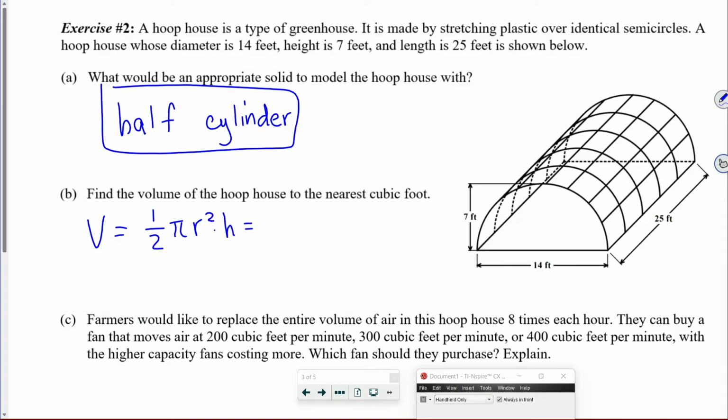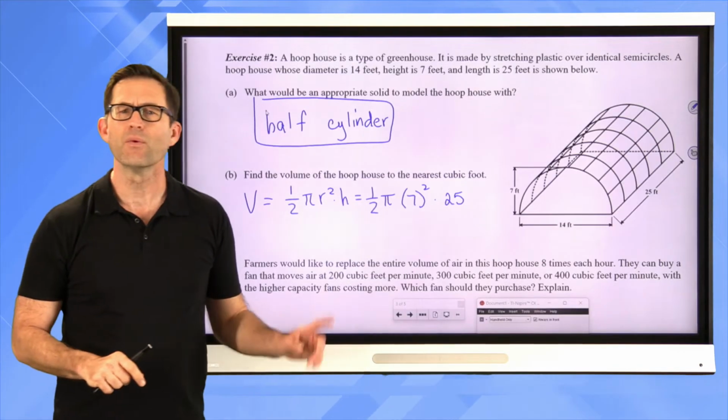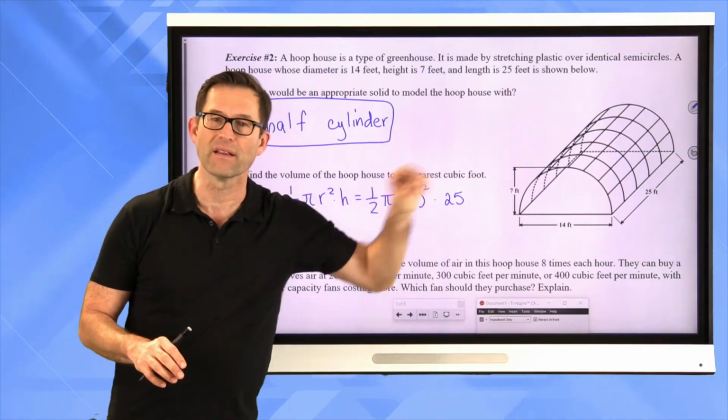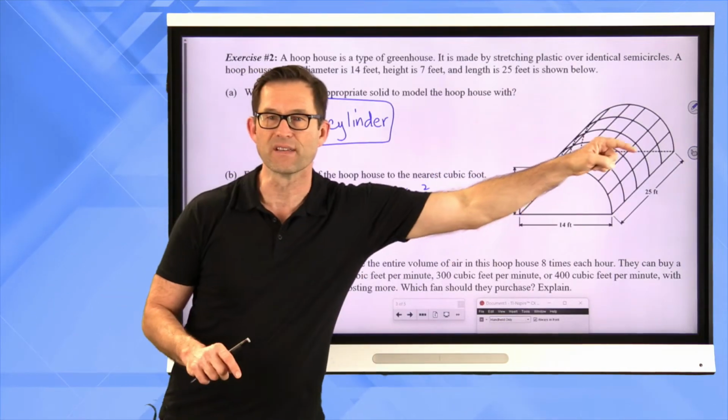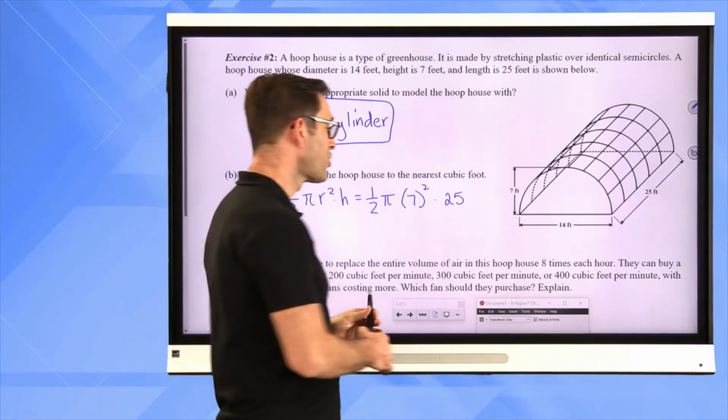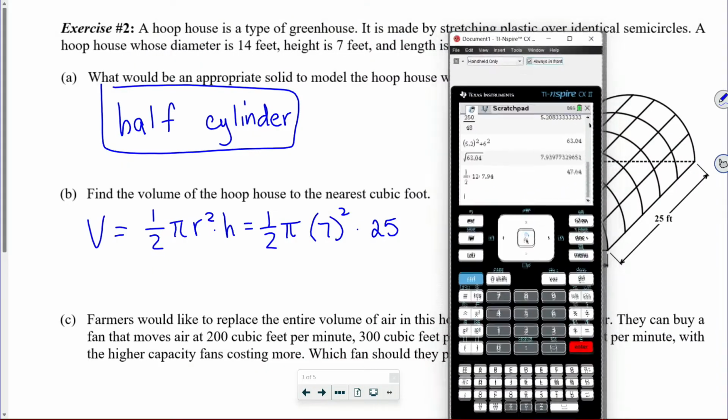That's really going to be our volume formula, in which case we'll have 1/2 times pi. Our radius here is 7 squared, and then our h, which isn't really a height anymore, it's actually a depth, is 25. So you really have to take that h in stride. This is like a cylinder lying on its side, so the h really isn't a height so much as it is a depth.